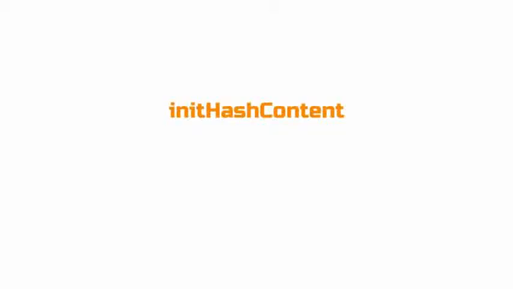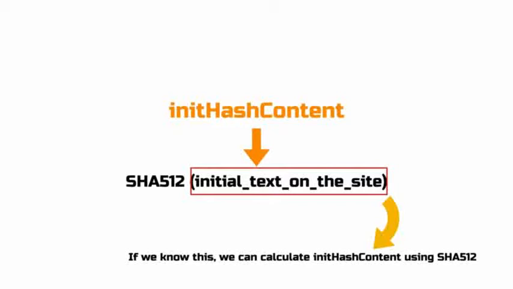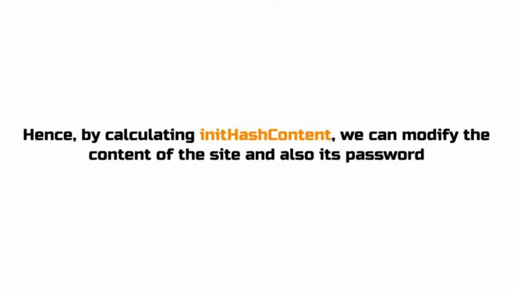So, is there any way we can get to know the init hash content? Well, it's nothing but the hash of the initial text on this site. So, if we know the text that is saved on a particular website or a particular link on protectedtext.com, we can easily calculate its hash value with the SHA 512 algorithm, which is open source. And hence we can modify the site and also change its password without having to know the original password of the site. Makes sense, right?